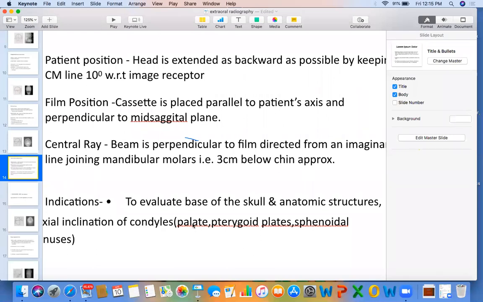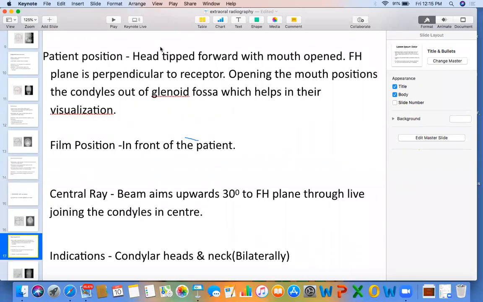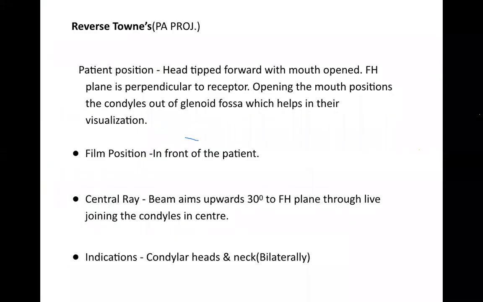You can visualize the palate, pterygoid plates and sphenoidal sinuses along with the base of the skull. So I always keep on telling that there are primary indications as well as secondary indications. So be aware of primary as well as secondary indications, because in viva, if somebody asks you which are the different radiographs you can take for the base of the skull or condyles, then you can add all the radiographs you have read.